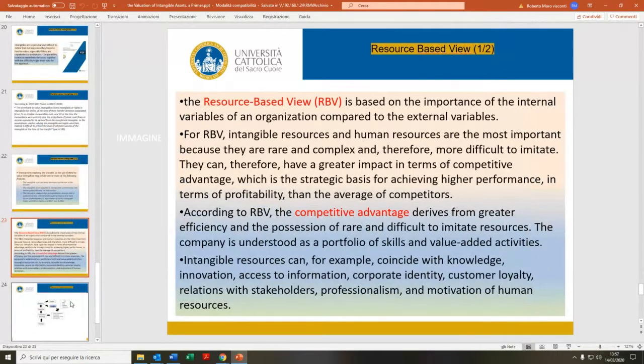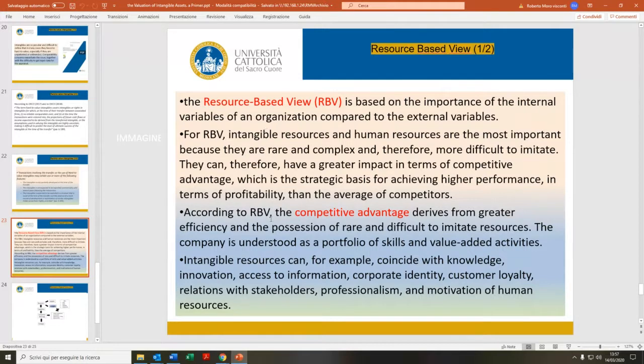Eventually, at the very end of our presentation, we can make a short reference to the resource-based view. This kind of view, this managerial and strategic theory, is based on the importance of the internal variables for an organization compared to the external ones. For the resource-based view, intangible resources and human resources are the most important because they are rare, complex, difficult to manage, and also difficult to imitate from the outside.